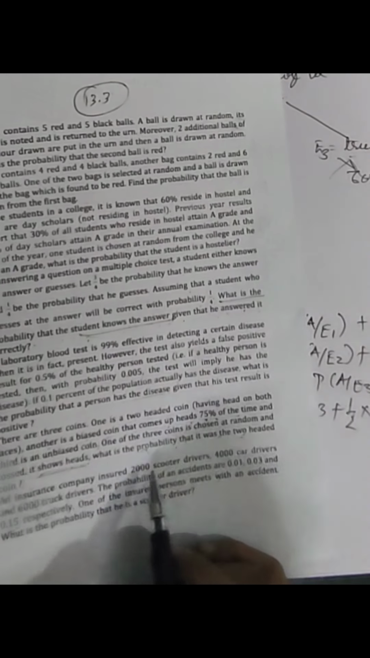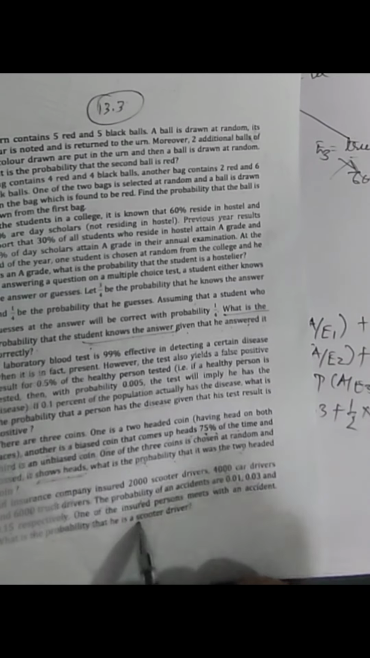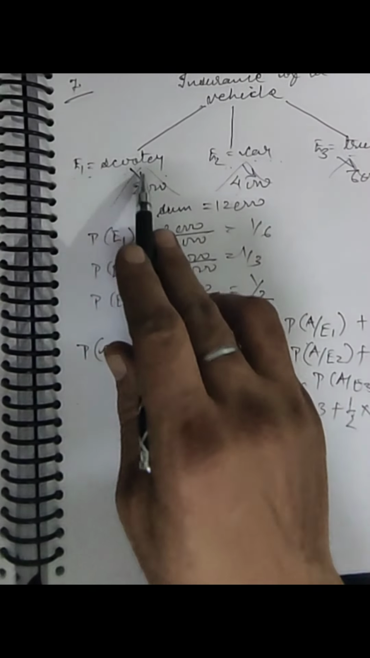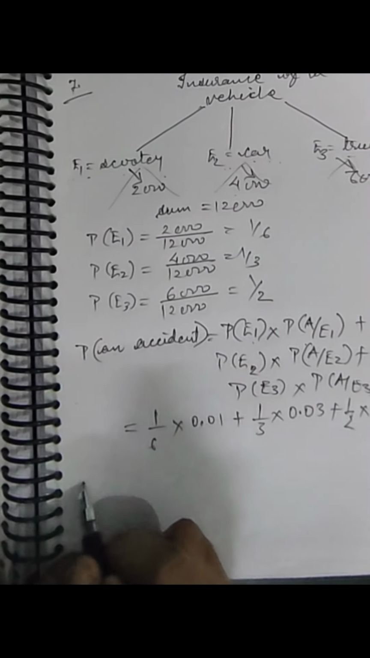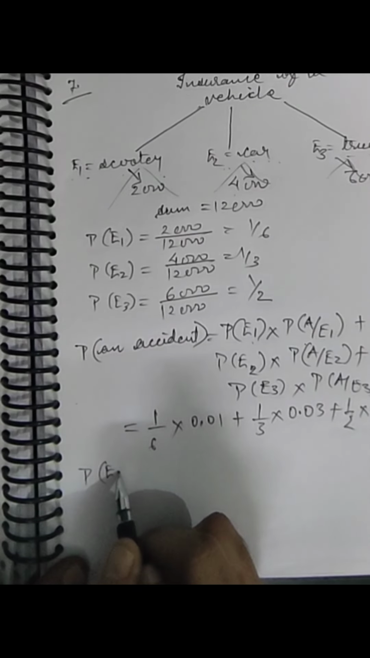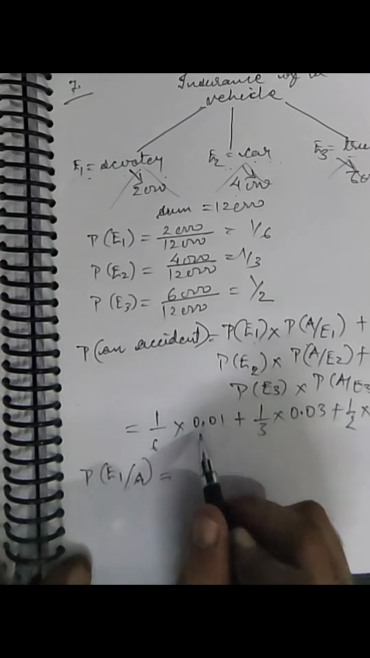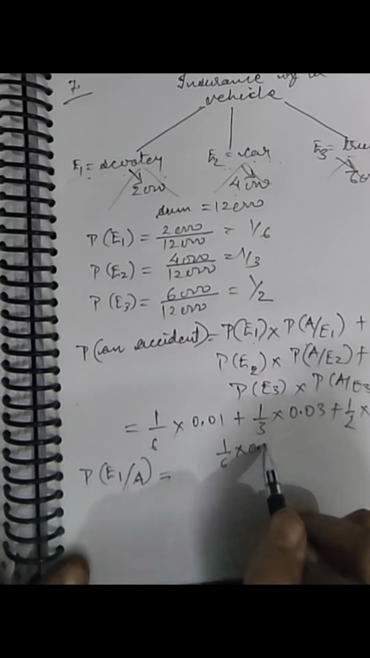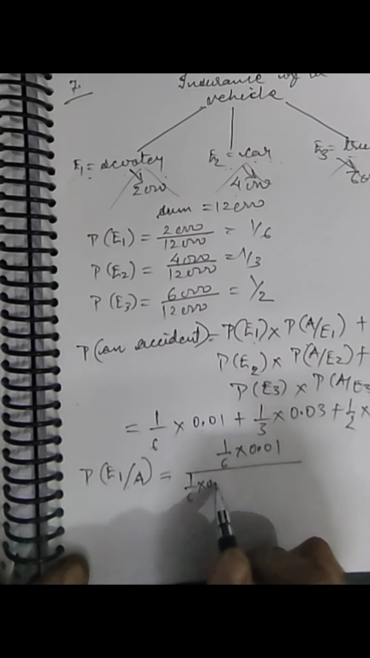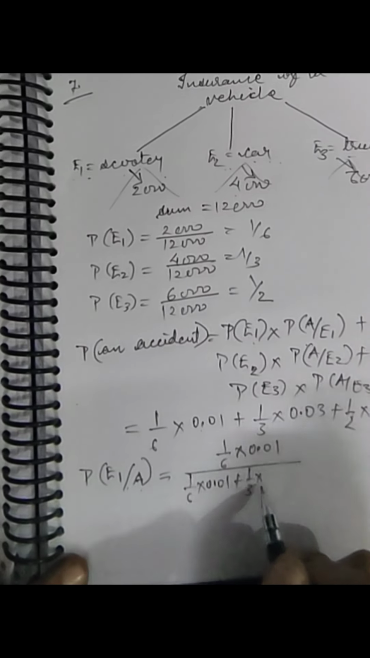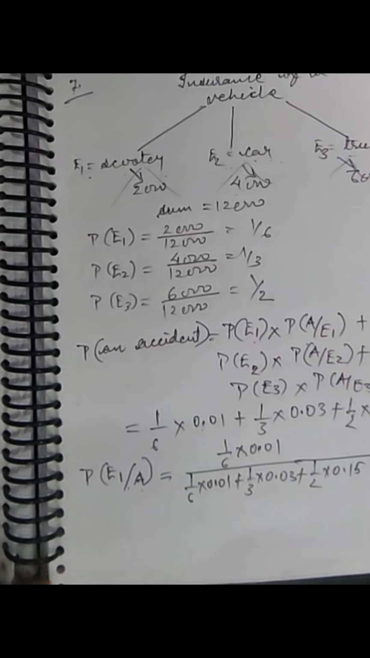We need to find the probability that it was an accident and the probability that he is a scooter driver. Scooter driver here belongs to E1, means we need to find the probability of E1. So for sure it is Bayes theorem once again. So we can write probability of a scooter if accident has already occurred. According to this, the E1 term means 1 upon 6 into 0.01 will be taken in the numerator and the rest is the sum in the denominator: 1 by 6 into 0.01 plus 1 by 3 into 0.03 plus 1 by 2 into 0.15. Now let me evaluate.